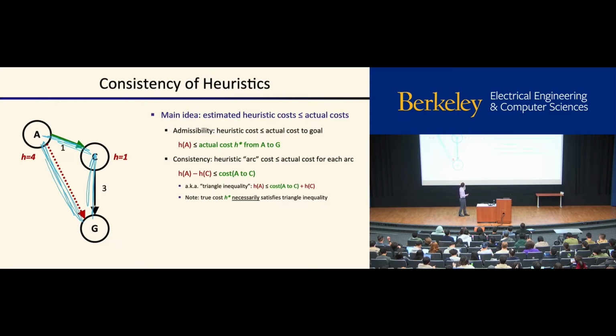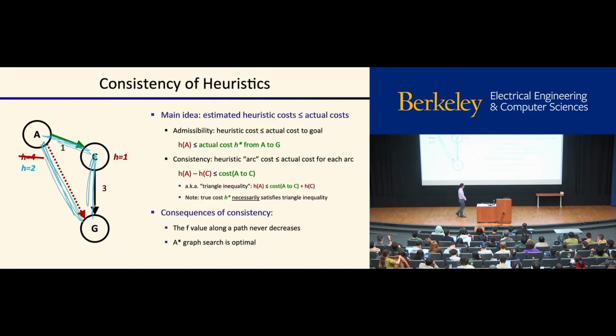But yeah, so we could modify this to get an admissible and consistent heuristic. We could change h equals 4 to h equals 2. H equals 2 is still an underestimate of the cost from A to the goal, right? 2 is less than 4. But now when we subtract 1 from 2, we get an action cost estimate of 1, which is equal to the cost of the actual action. Some consequences of consistency are that if we have this property, then the f value along a path never decreases. And A-star graph search is optimal. I'll sort of sketch that in a second.